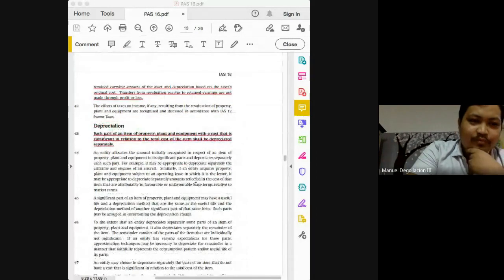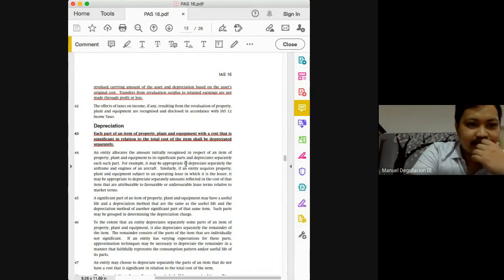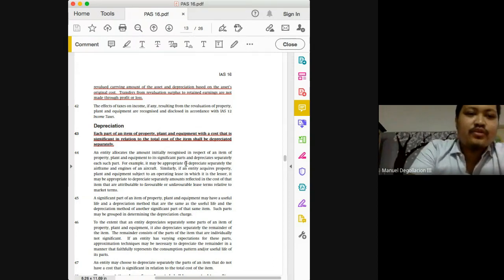Depreciation, again, I hope you have already encountered depreciation in your basic accounting class. This would be a good source for a true or false question. Each part of an item of property, plant, and equipment with a cost that is significant in relation to the total cost of the item shall be depreciated separately.